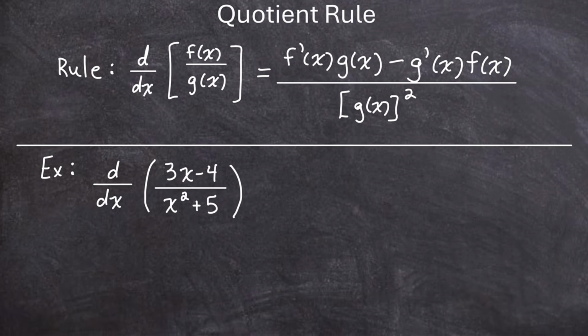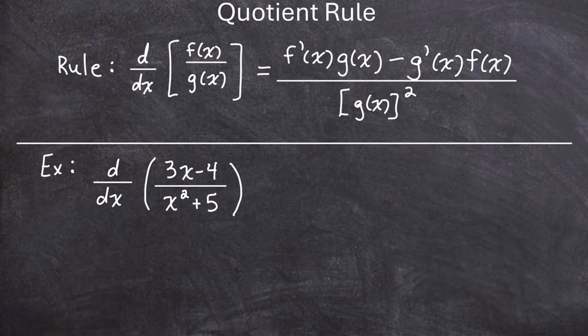In this example, notice that we're finding the derivative of a quotient of two functions of x. For that reason, you need to use the quotient rule. And the quotient rule states do the derivative of the top function, the derivative of 3x minus 4 is 3, and that gets multiplied by the entire bottom function, x squared plus 5, minus the derivative of the bottom function, the derivative of x squared plus 5 is 2x, and that gets multiplied by the top function, 3x minus 4.